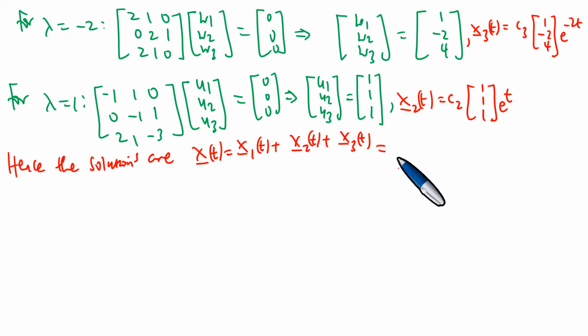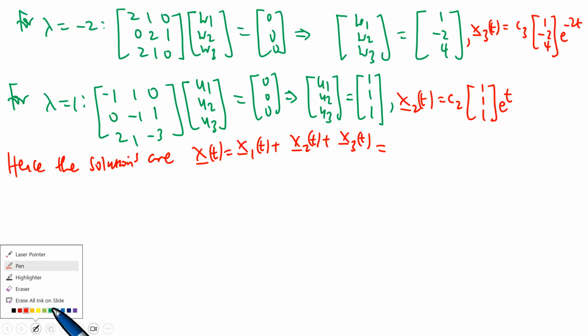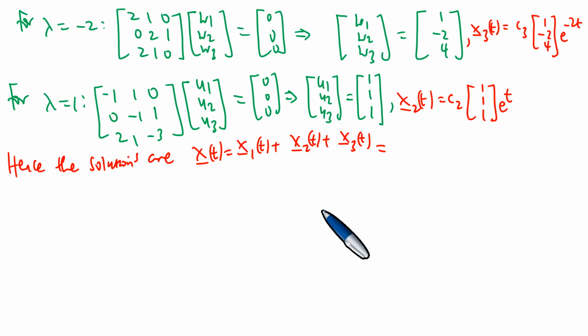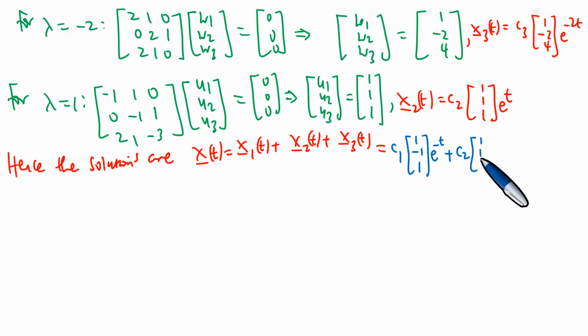And what is this? Right, so this here is exactly C1 (1, -1, 1) e to the minus t plus C2 (1, 1, 1) e to the t plus C3 into (1, -2, 4) times e to the minus 2t.